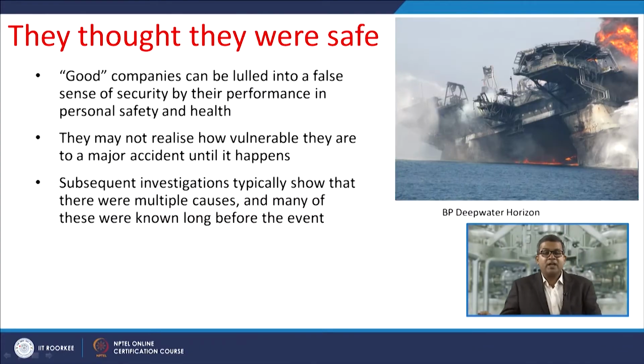There are various industries that thought they were safe. Sometimes good companies are under the imagination of a false sense of security because of their performance in personal safety and health. They may not realize how vulnerable they are to a major accident until it happens. Subsequent investigations typically show that there were multiple causes, and many of these were known long before the event. One example is BP Deepwater Horizon.